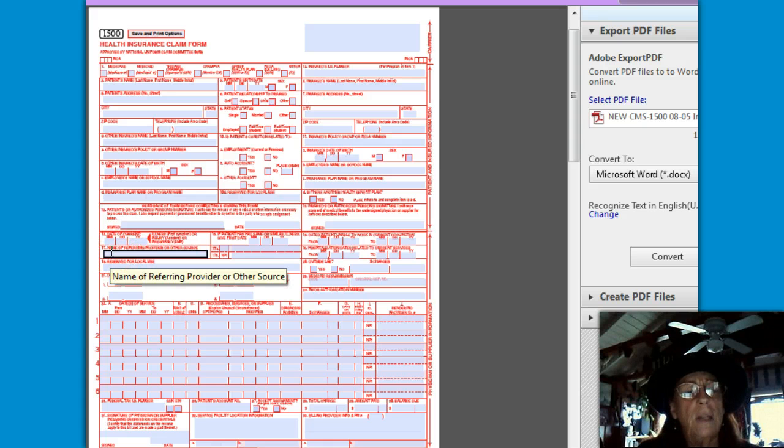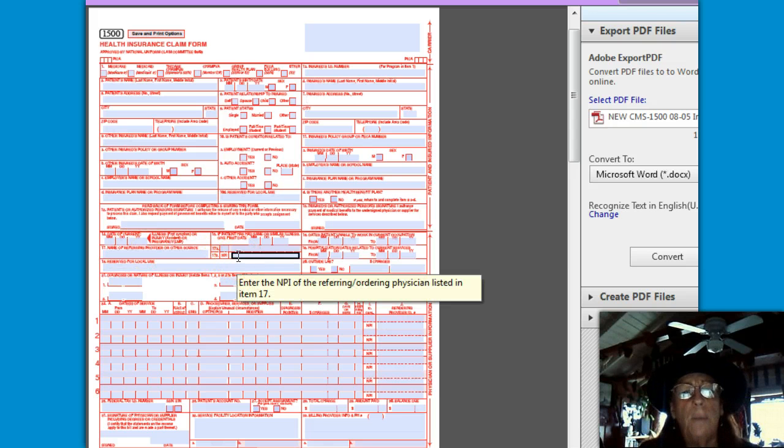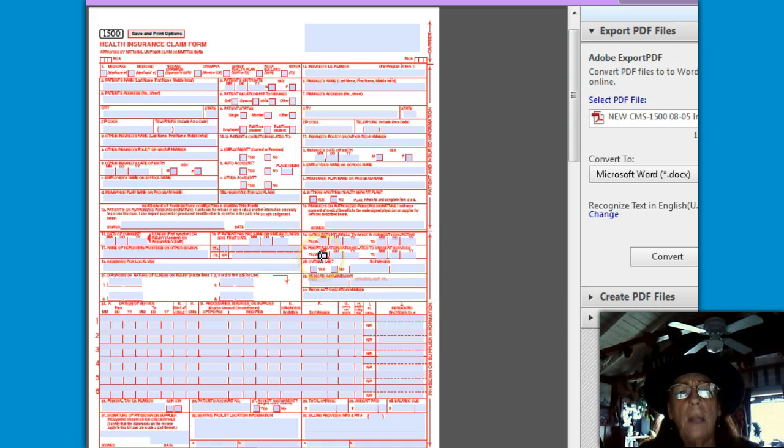Block 17 is the name of the referring physician. So if there's a referring physician, you're going to type in his or her name, and you'll type it first name first. So it'd be John Smith, MD, no dashes, no periods, no commas, just the name written standard-wise. And then you're going to type in that referring physician's NPI number so we can indicate who the doctor really is. And in this block you indicate if a patient has been hospitalized, so the date they were admitted to the date they leave.